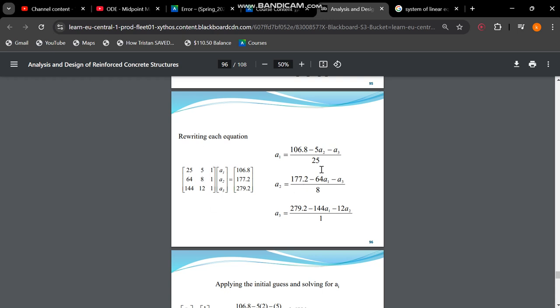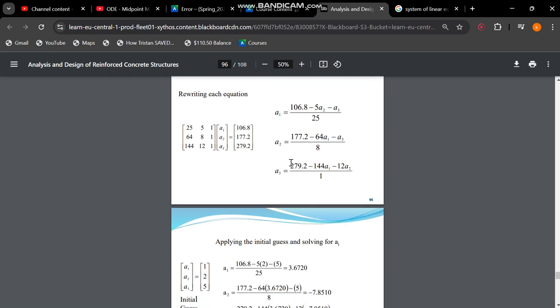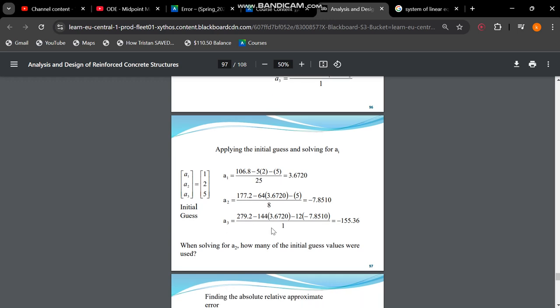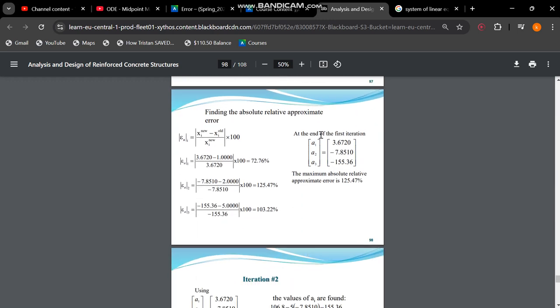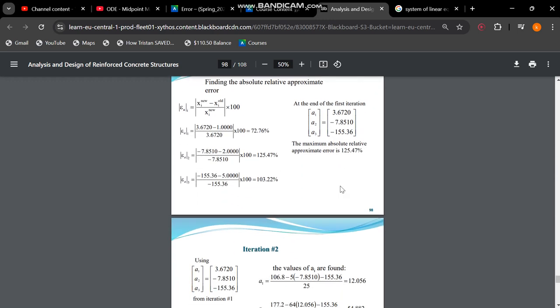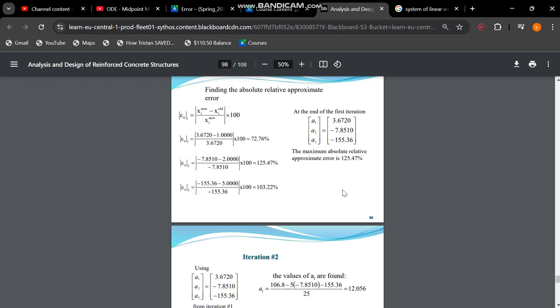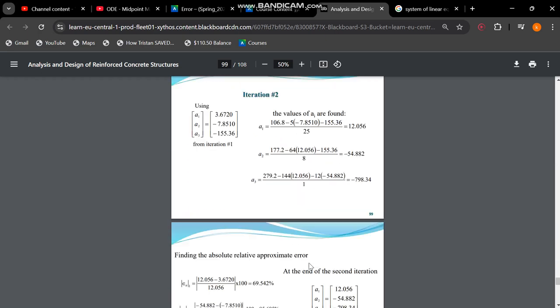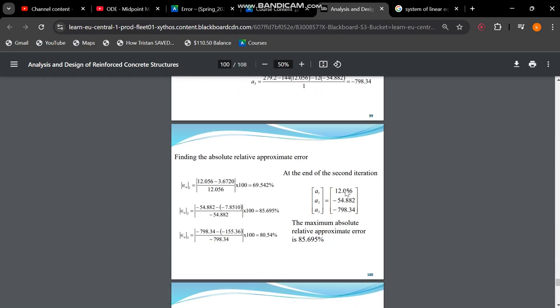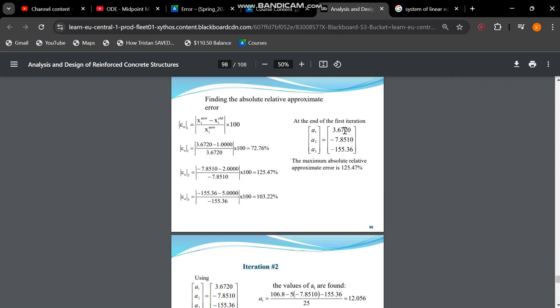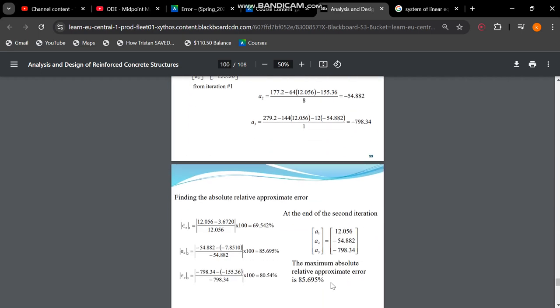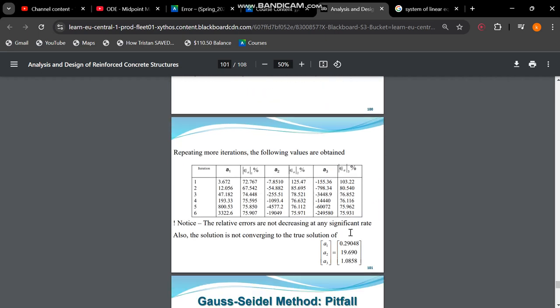Now there'll be a problem here because this is not diagonally dominant, and I'll tell you why it's not diagonally dominant in a bit. Okay, so when you keep going and do the iterations, you will see that it's not actually converging. This is the first iteration, it doesn't converge. Look at the second iteration, it doesn't converge. Look, first you got like 3.672, now you're getting like 12.605, so it's not converging.